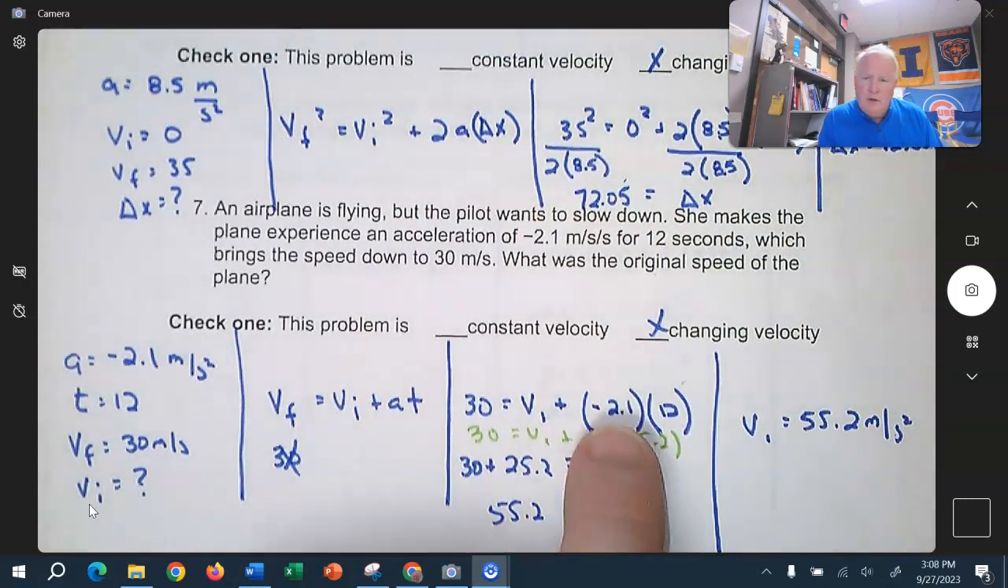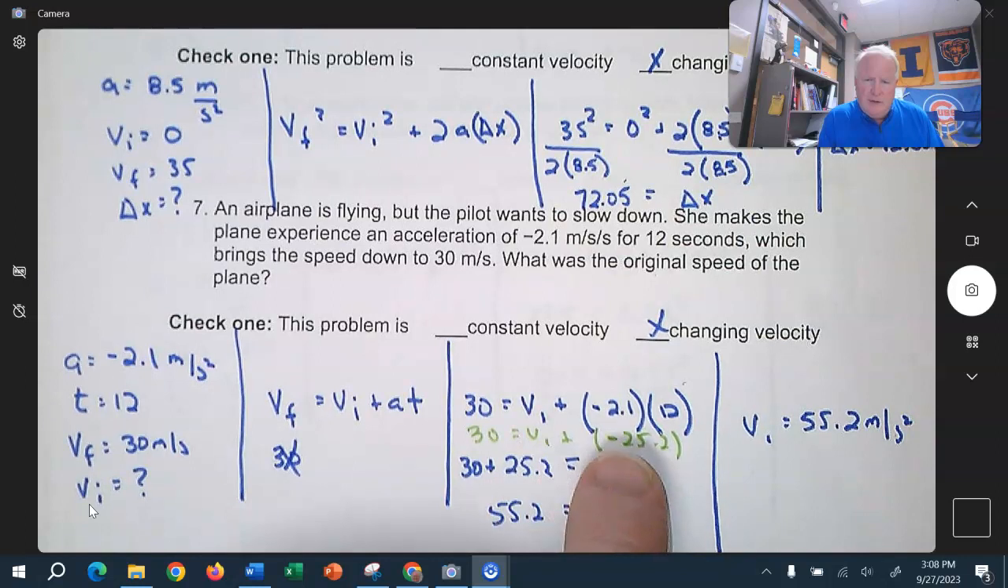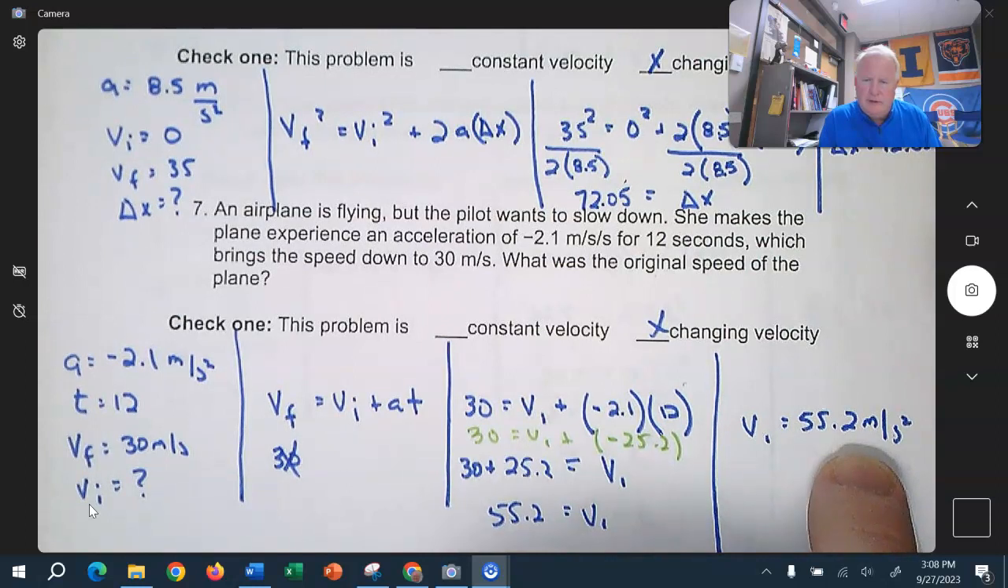All right, so all I did was put this in my calculator. So now I have to get VI by itself. That's the point of the algebra here. And so I have to get rid of a negative 25.2. How do I do that? Well, I do the opposite. I add 25.2. If I add 25.2 to this side, I get VI by itself, and I have to add 25.2 to the other side because whatever you do to one side, you do to the other. And I get VI equals 55.2, and I write that down.